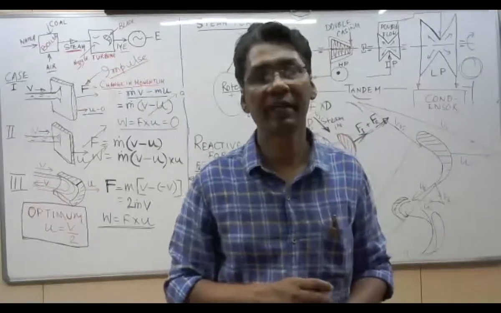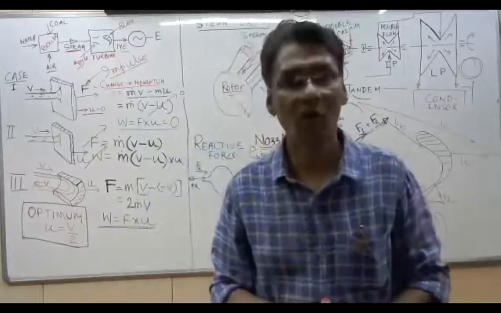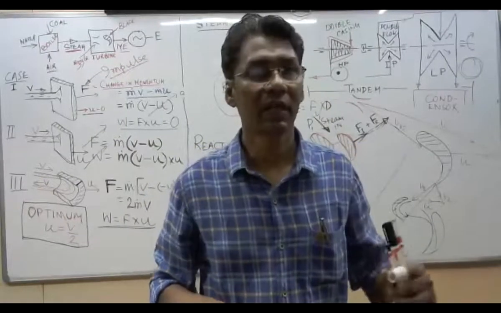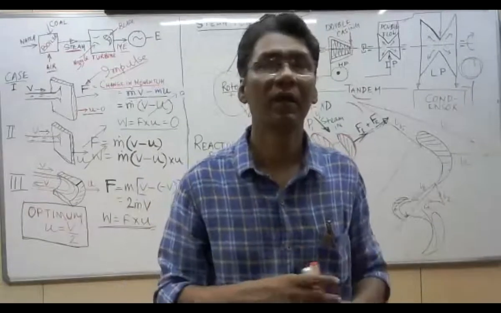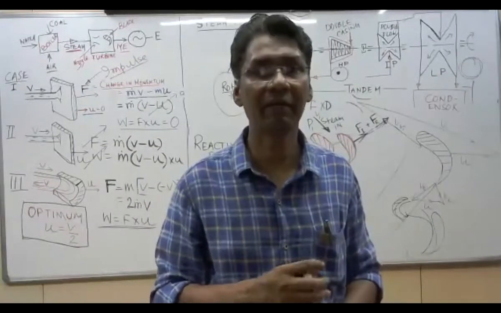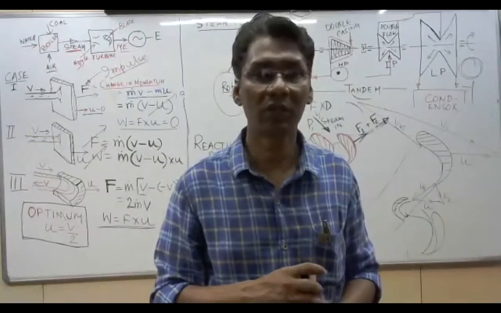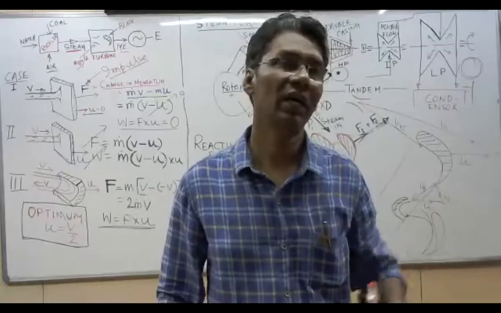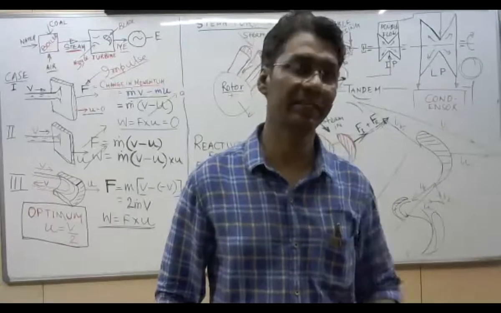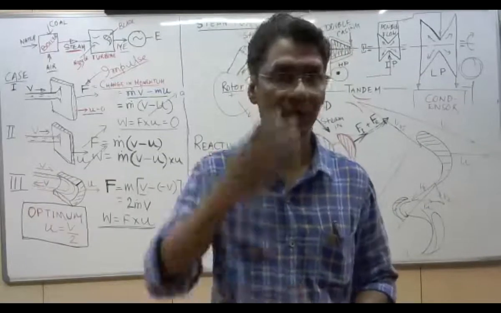Turbine vacuum is maintained by either vacuum pump or by ejectors. Some power plants use ejectors, some power plants use vacuum pump. Vacuum is maintained by vacuum pump, but vacuum is not created by vacuum pump. Vacuum pump is to remove the undesirable gases inside the condenser. Next.